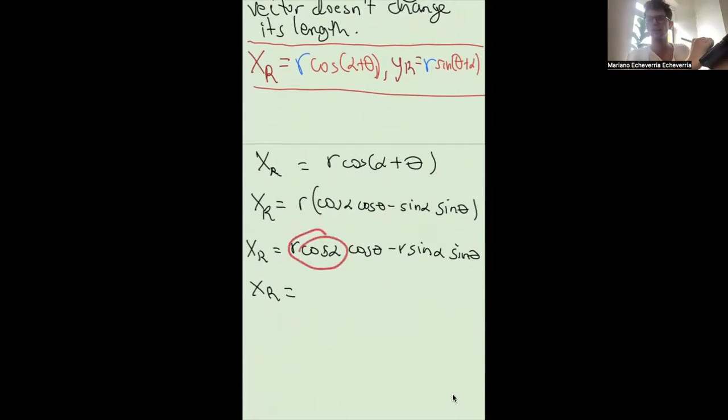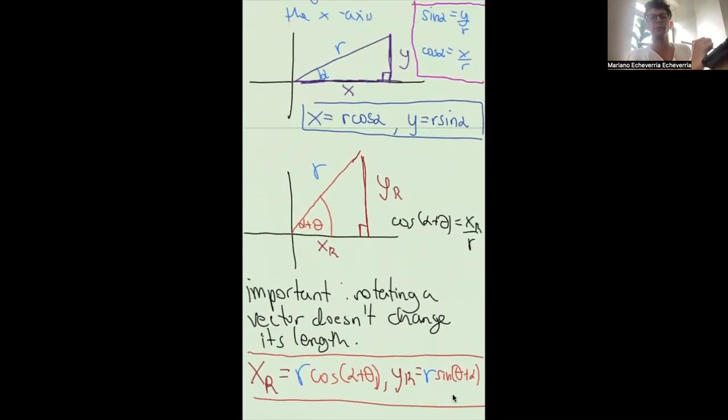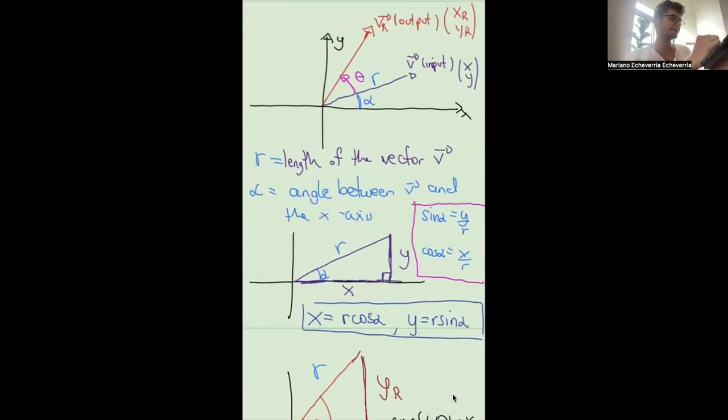What is r cosine of alpha, based on what we had written before? Alpha was the angle that V was making with the x-axis, and this vector is being rotated by an angle of theta. So I'm just trying to find the new angle between the new vector and the x-axis. And you see, they just add up.